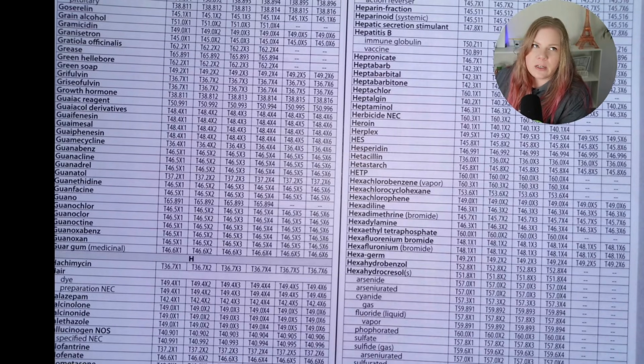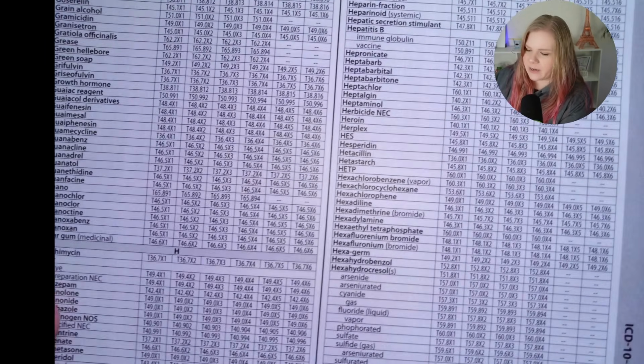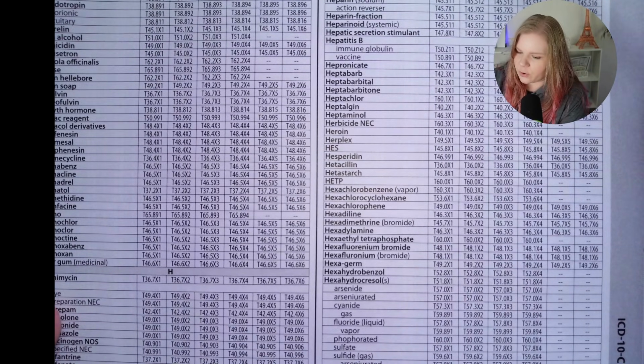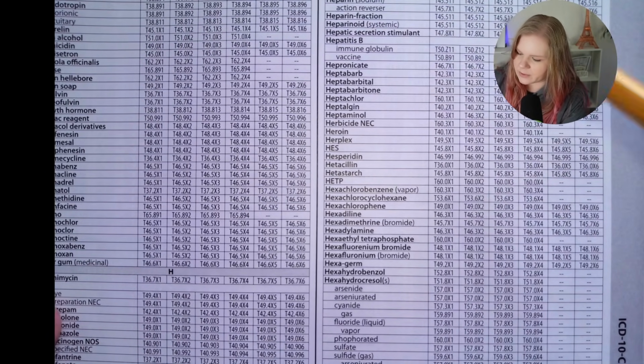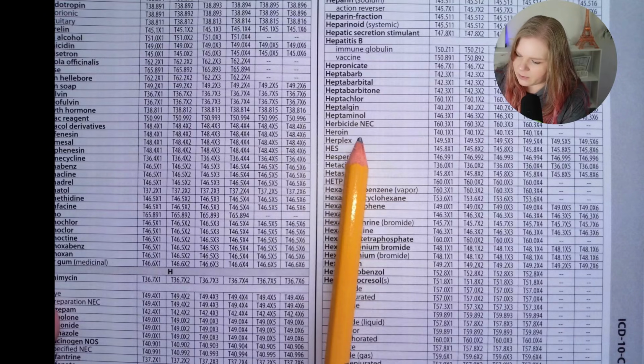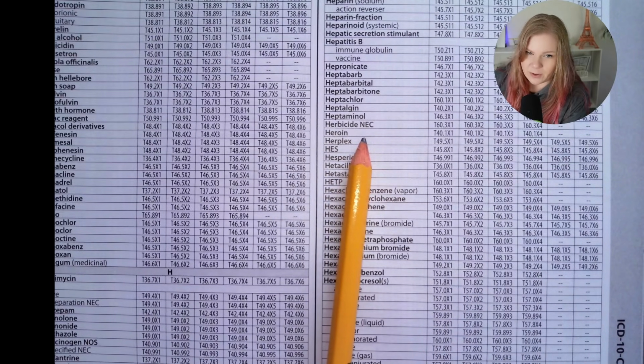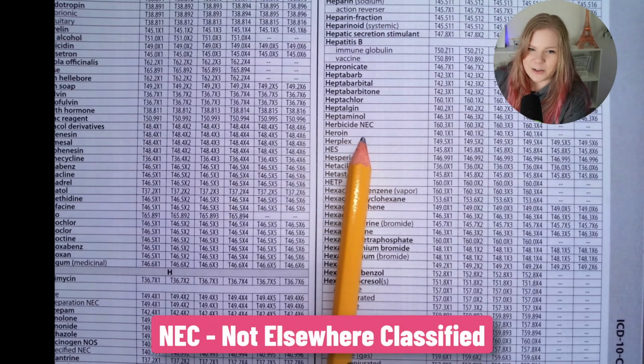So in this table, you'll see a lot of drugs and medications, like maybe Tylenol or morphine, but you'll also see things like laundry detergent if a patient's having an adverse reaction to that, or even bleach. So let's see if we have herbicide. Herbicide, there we go. NEC, if you haven't gotten that far in your study, is not elsewhere classified.